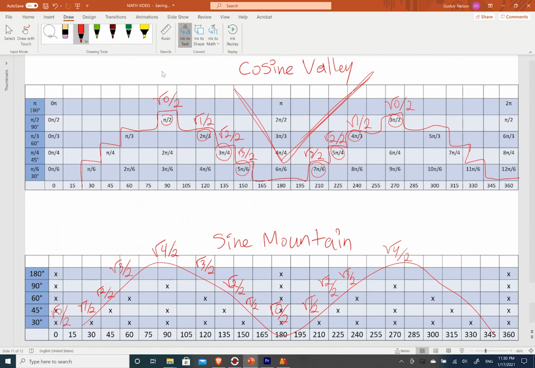Okay, so we're back from the repetition pattern. And remember, the repetition pattern is designed to help you remember the placement of certain values on the unit circle. And it does that through the association between the imagery and the sound and the values themselves. So I hope it was helpful. But moving on, we're going to talk about cosine valley.